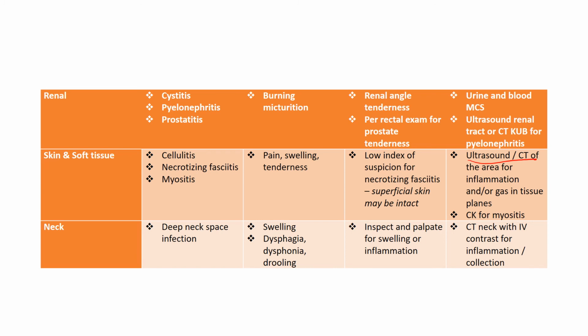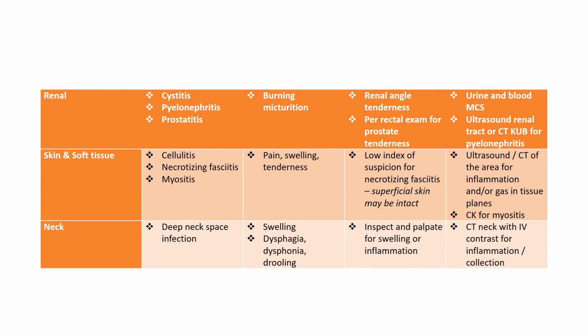Of course, you do a blood culture, obviously, for this, and you might do some swabs sometimes. But you do an ultrasound or a CT scan looking for gas in the tissue planes or derangement of the tissue planes and collections and so on that you can drain. And then CK you have to do if you're suspecting myositis.